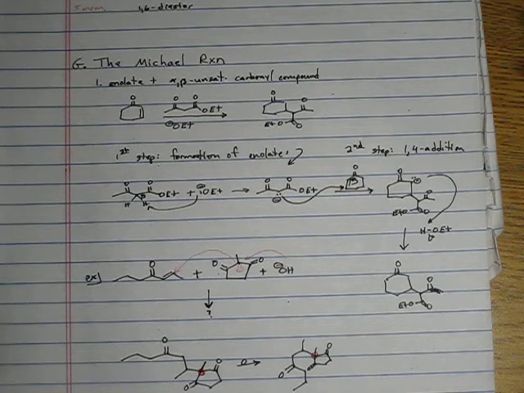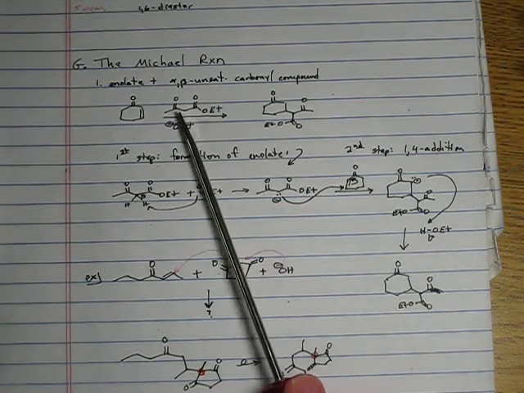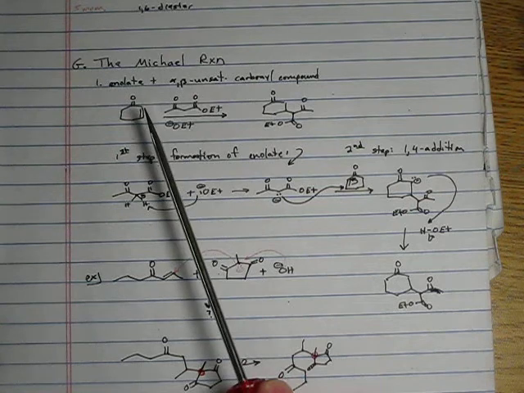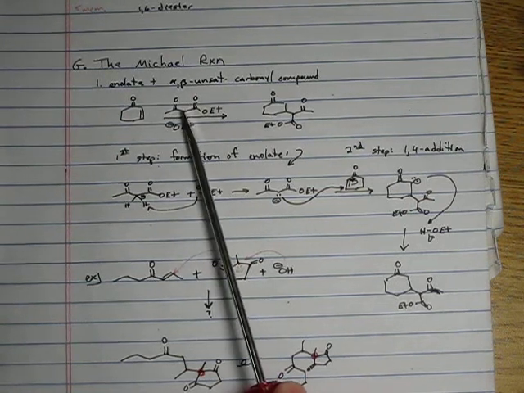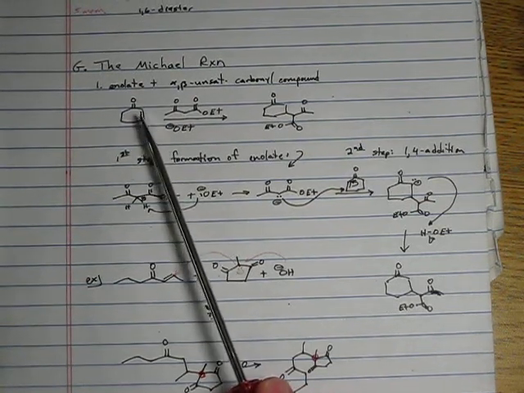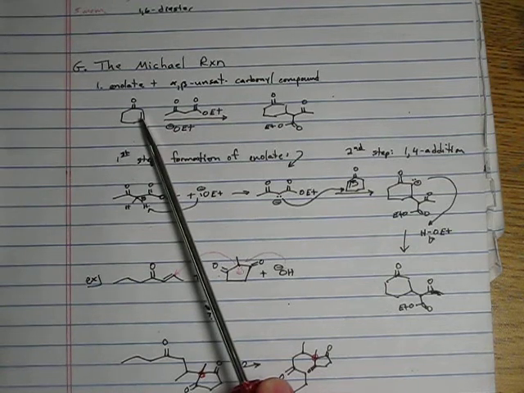A little review here. Recall with alpha beta unsaturated carbonyl compounds, if we had Grignards or alkyl lithiums, they always attack the carbonyl carbon. They always attack 1,2. Organocuprates, on the other hand, always attack 1,4, will attack that beta carbon. So the question is, which way do these enolates attack? They always attack 1,4.